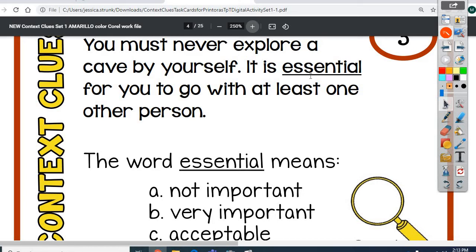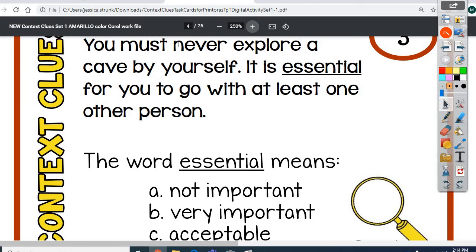Essential. Good. We're trying to figure out what essential means. You must never explore a cave by yourself. It is essential for you to go with at least one other person. And I know I've heard that word a lot because of all this corona stuff and the COVID stuff. You've heard people talk about essential employees. I wonder what essential means.